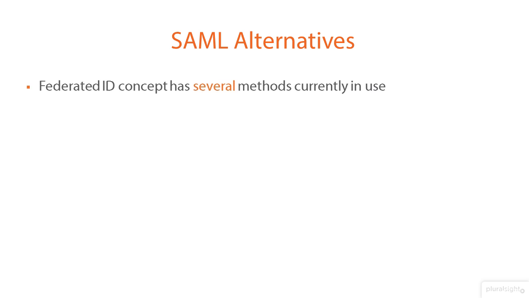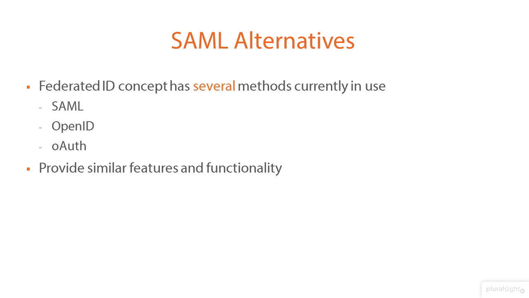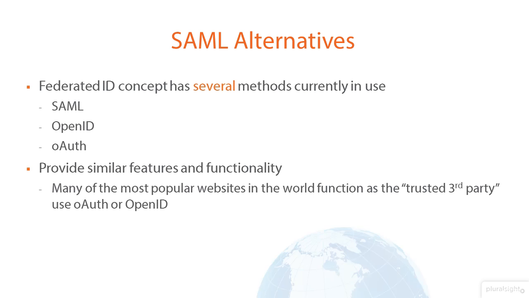So there are some SAML alternatives. All right, so the federated ID concept has several methods that are currently in use. SAML is not the only one. All right, SAML is one that we mentioned, obviously, but then we have also OpenID and also OAuth. So they all provide similar features and functionality.